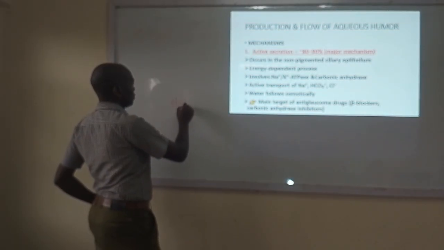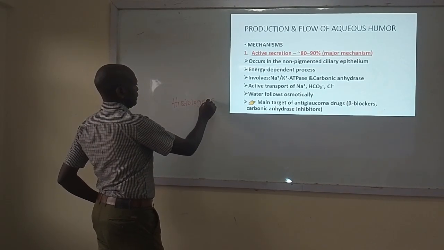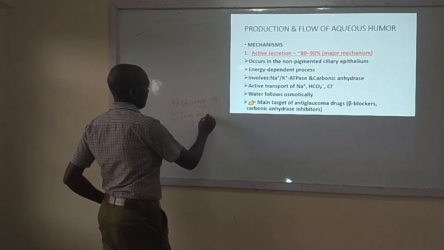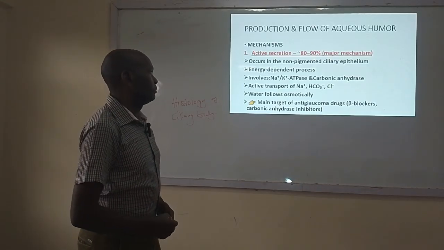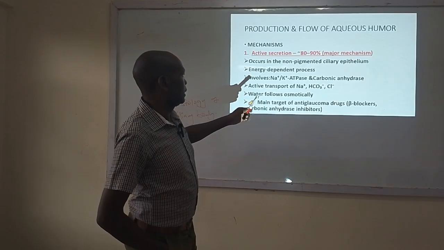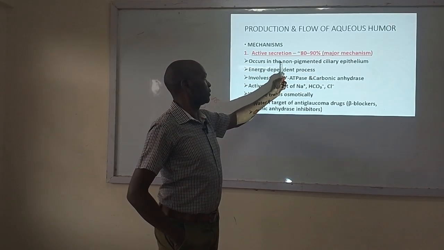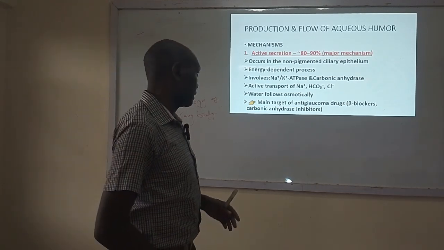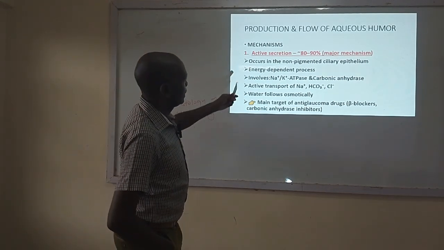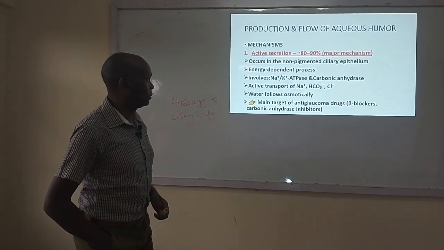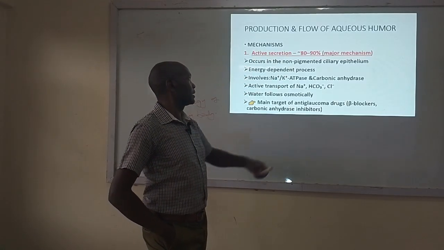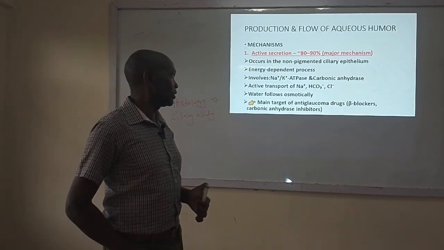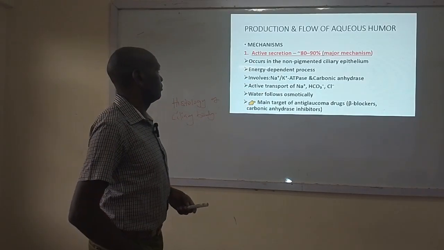When you do the histology of the ciliary body, you will be able to appreciate this layer here, what we are referring to as the non-pigmented ciliary epithelium. It's one of the layers of the ciliary body. So that is the site where our aqueous humor is produced, and with active secretion, we get about 80 to 90%, which is the major mechanism.